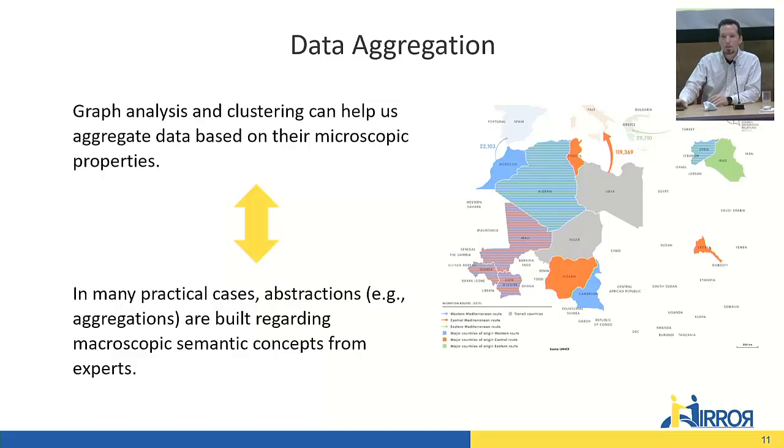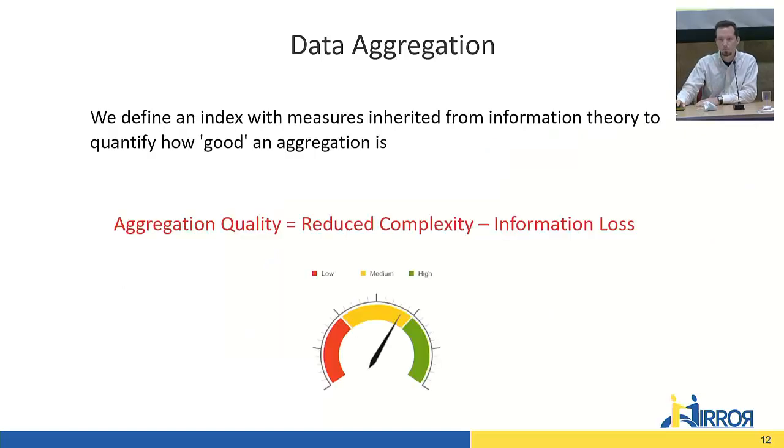The problem is that in many practical cases, the abstractions that are needed by you, the experts, the practitioners, are built on macroscopic semantic concepts. This, for example, could be routes of migration or the main countries of origin or countries of transit. So this group of countries already has a semantic concept that we cannot ignore.